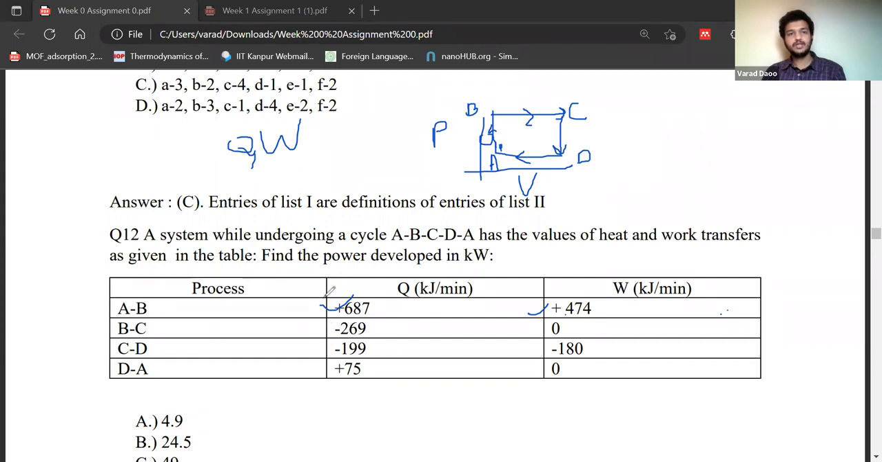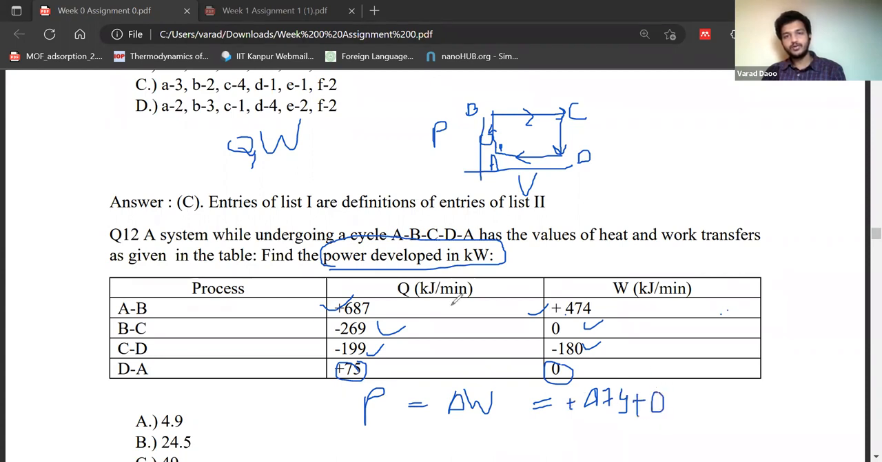Here B to C, Q is negative, W is positive. Then C to D, it's negative, negative, and D to A is 75 and 0. Okay. And we are asked the power, right? We are asked what is power. So power will be what? Change in work, right? Which will be 474 plus 474 plus 0, so delta W will be what?